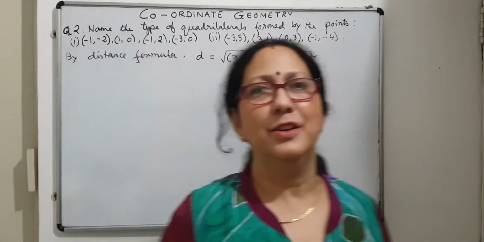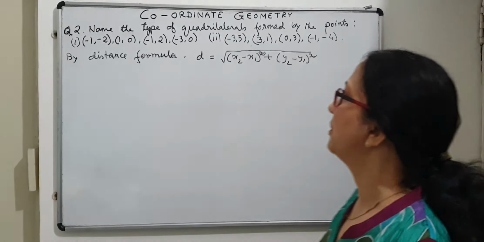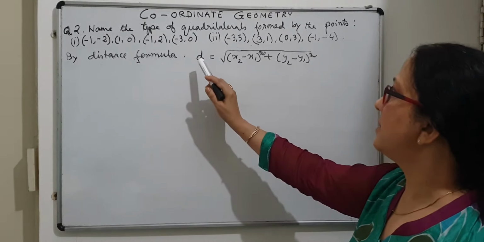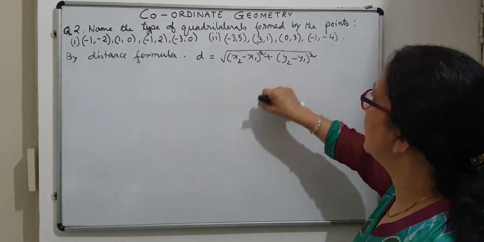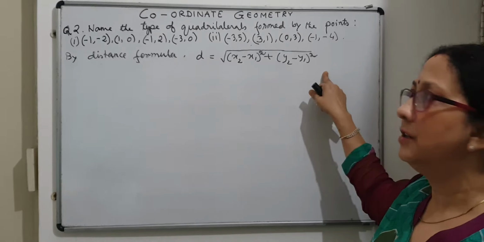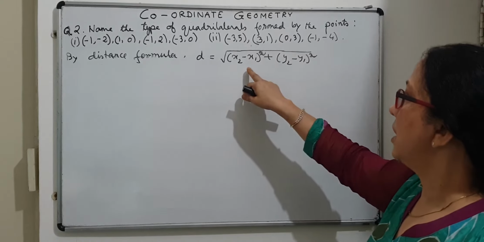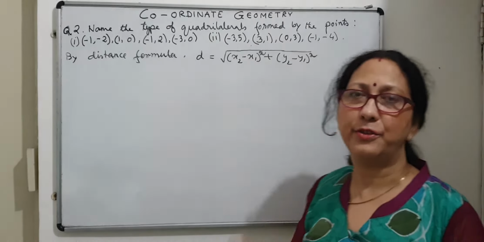Hi everyone. So today I'll be showing you some more applications of the distance formula that we derived in the last video. That is, the distance between two points whose coordinates are given as (x1, y1) and (x2, y2) is given by this formula: the square root of the sum of the squares of the abscissa difference and the ordinate difference.